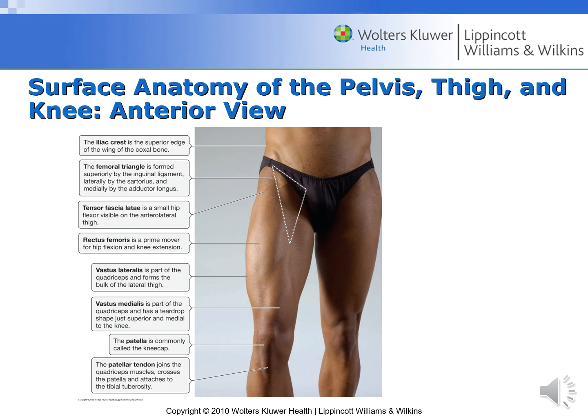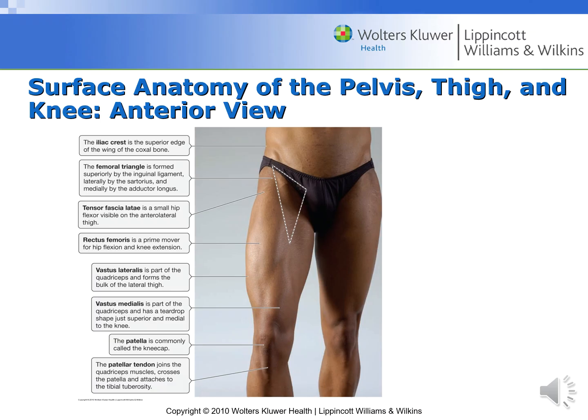We then see the tensor fasciae lata. This is a small hip flexor which is visible in the anterior lateral thigh. We also see the rectus femoris. The rectus femoris is a prime mover for hip flexion and knee extension. We see the vastus lateralis, and it is part of the quadriceps and forms the bulk of the lateral thigh. We also see the vastus medialis, and it is part of the quadriceps and has a teardrop shape just superior and medial to the knee.